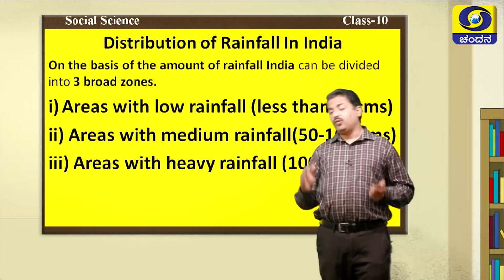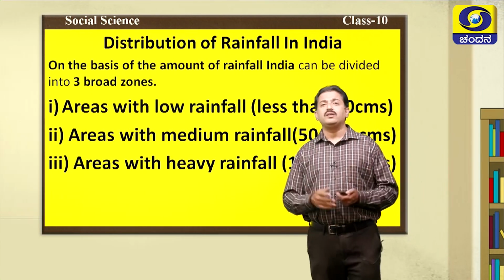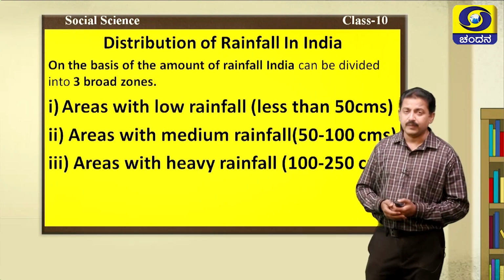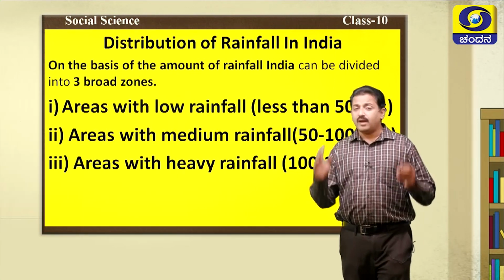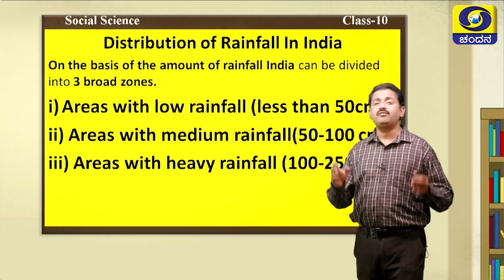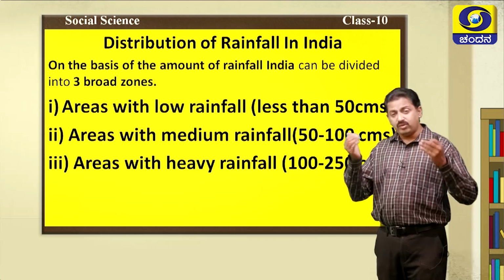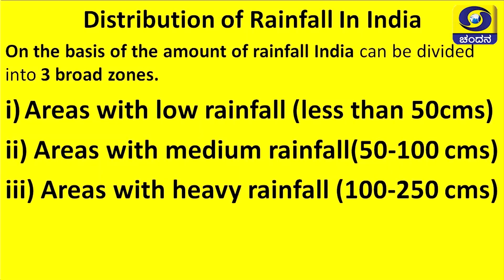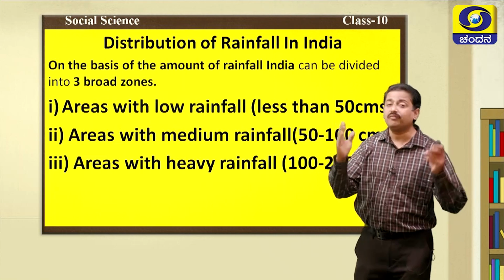Dear students, so far I have taught you the 4 different seasons. Now I teach you the distribution of rainfall in India. In India, on an average, we receive 116 centimeters of rainfall in a year. On the amount of rainfall the places receive, we have classified them into 3 zones. They are areas with low rainfall, less than 50 centimeters; areas with medium rainfall, 50 to 100 centimeters; and areas with heavy rainfall, that is 100 to 250 centimeters. These are the 3 rainfall zones on the basis of the amount of rainfall we receive.